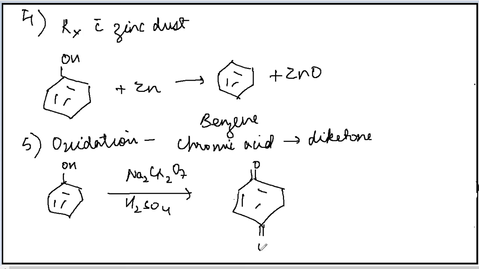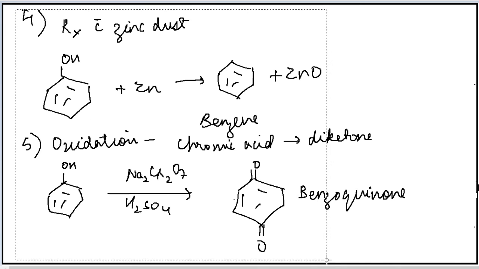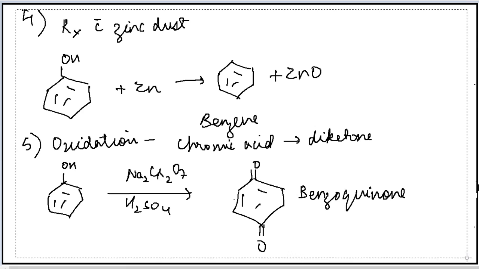This is a diketone, and the name of this diketone is benzoquinone. Okay, so here we finish the chemical reactions of phenol. Phenols give electrophilic substitution reactions, which include nitration and halogenation. Then phenol gives Kolbe's reaction, Reimer-Tiemann reaction, reaction with zinc dust, and the last reaction was the oxidation reaction.